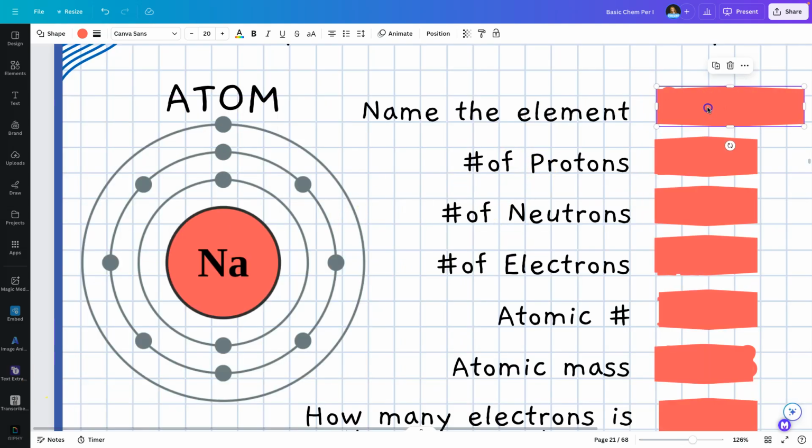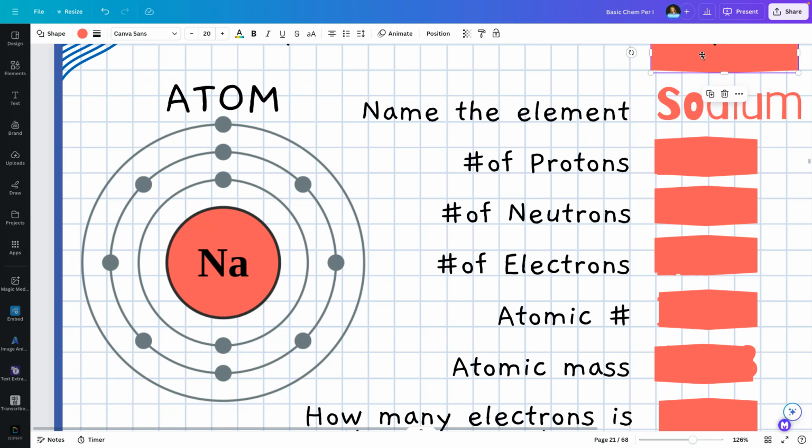Sodium. We knew that because we went to the periodic table, we looked for Na, and it says sodium underneath it, okay? How many protons does sodium have? This is how the test is going to be. I can ask you, how many protons does sodium have? And then I can ask you, how do you know? Who can answer that?